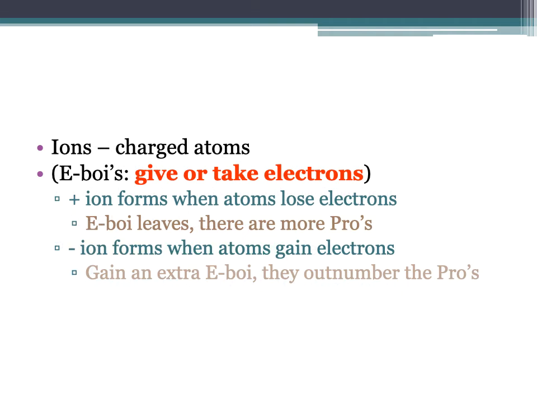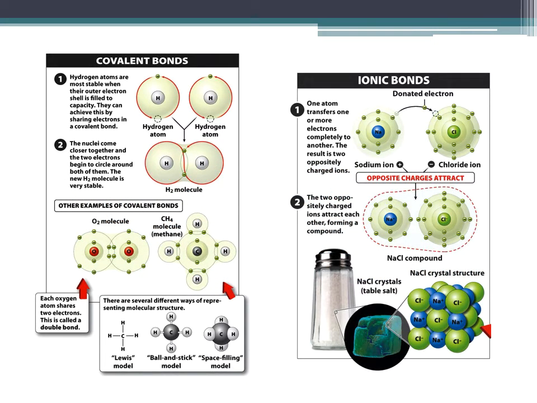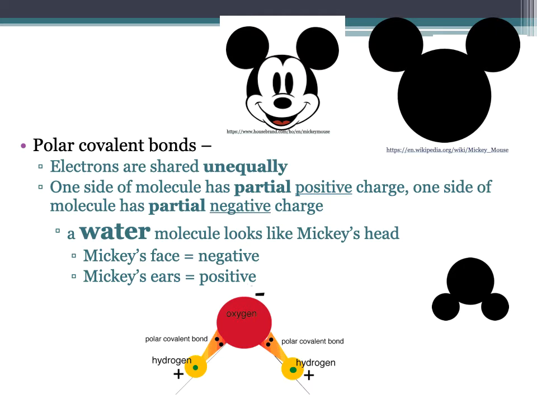Anytime that you have given or taken an electron, you are then called an ion, and that's the point of an ionic bond. They have given or taken an electron. There's a nice picture. Polar covalent bonds, again, unequal sharing. And that means if you share unequally, one side of the molecule is going to have a slightly positive charge, and the other side of the molecule is going to have a slightly negative charge.